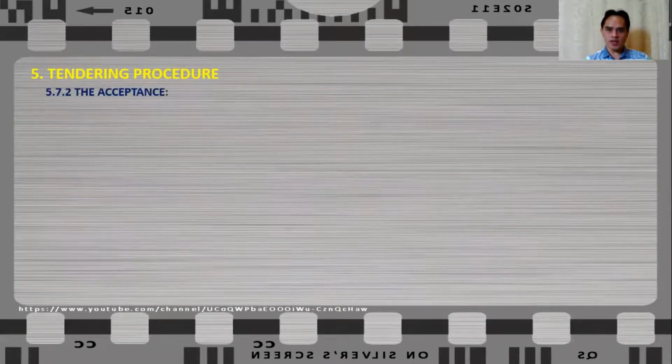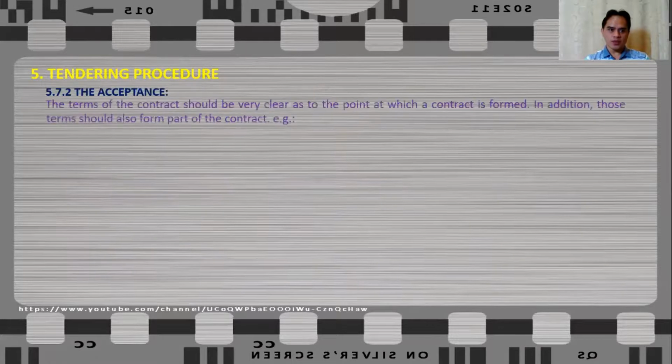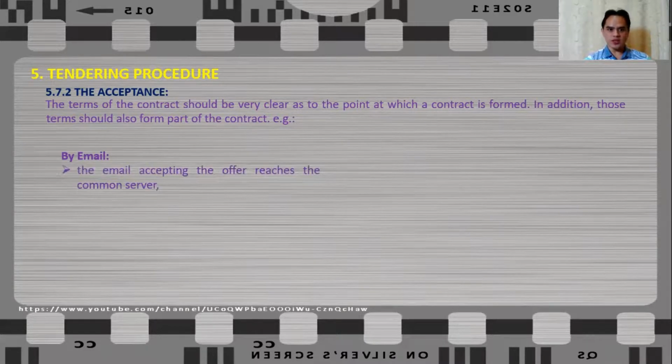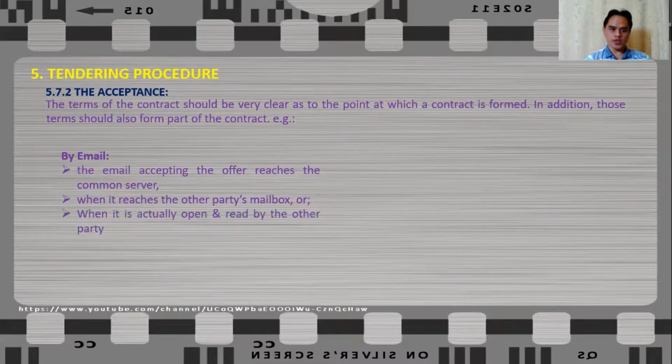Now, let's talk about acceptance. The terms of the contract should be very clear as to the point at which the contract is formed. In addition, those terms should also be part of the contract. For example, when sending the acceptance via email, at what particular point is the contract formed? Is it when the email accepting the offer reaches the common server? Or when it reaches the other party's mailbox? Or when it is actually opened and read by the other party?